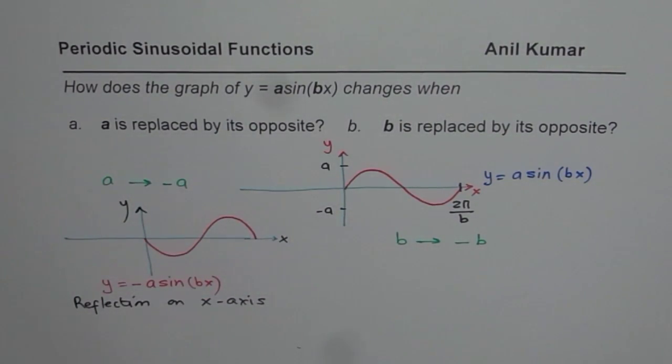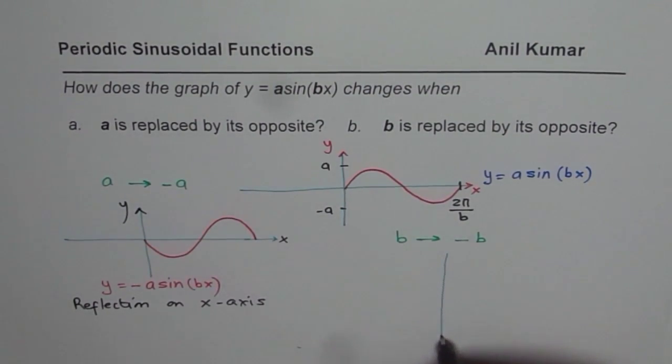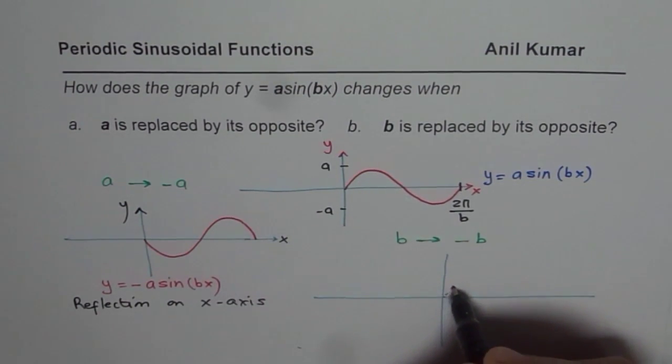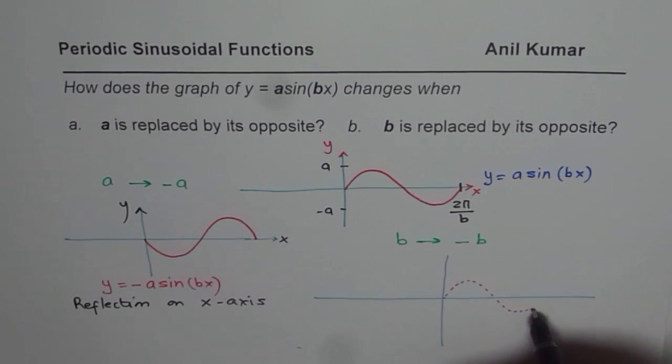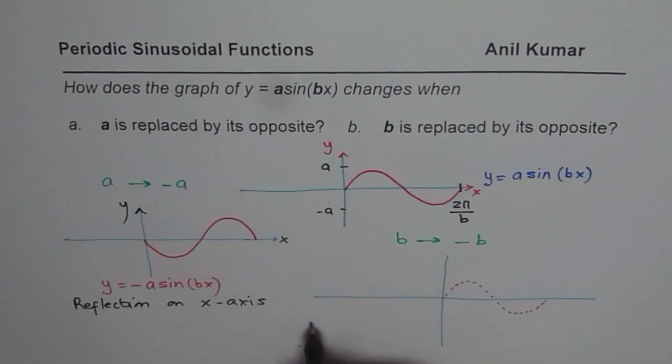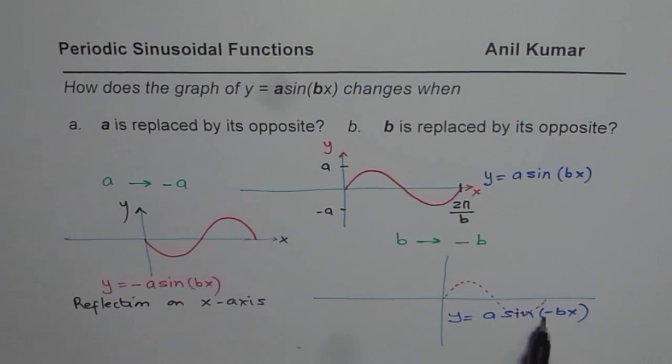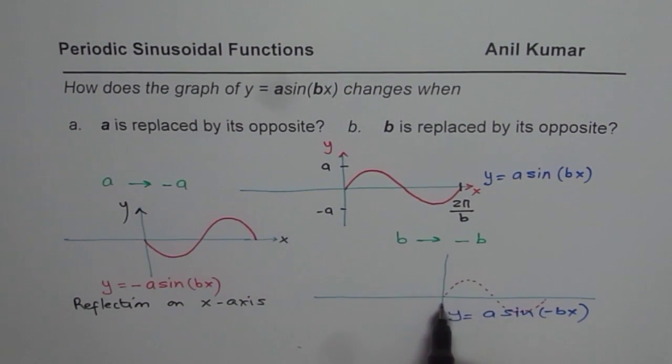But what really happens when you do minus b? Can you tell me that? Let me sketch the original graph with a dotted line here. This is my original graph. What happens when I do minus b? My equation now is y equals a sine minus bx. You know sine of minus bx is minus sine bx. So basically, minus b really means reflection on the y-axis.